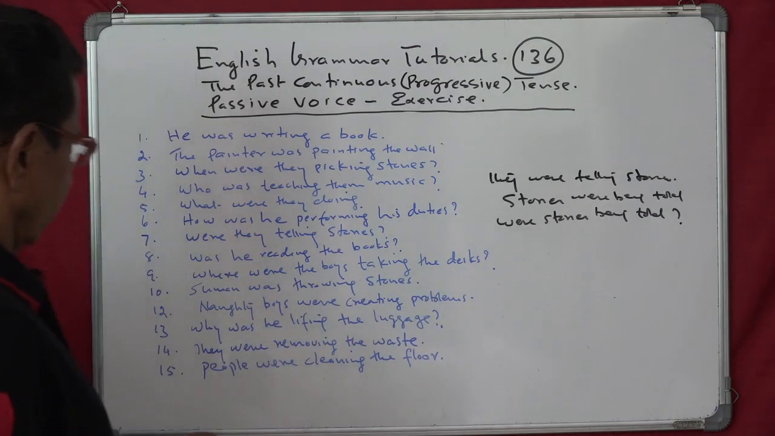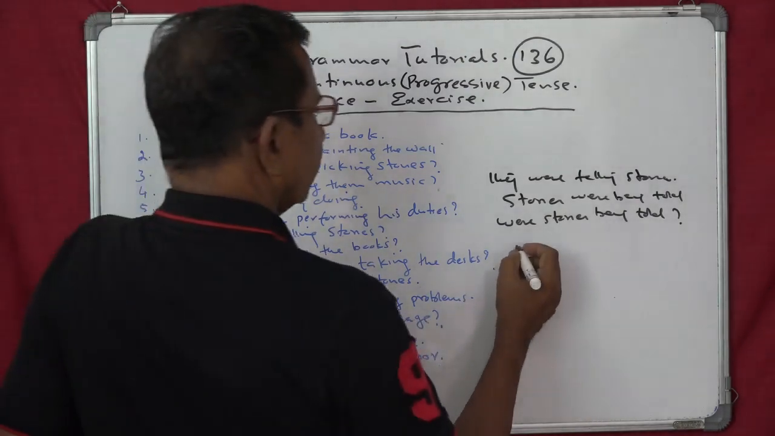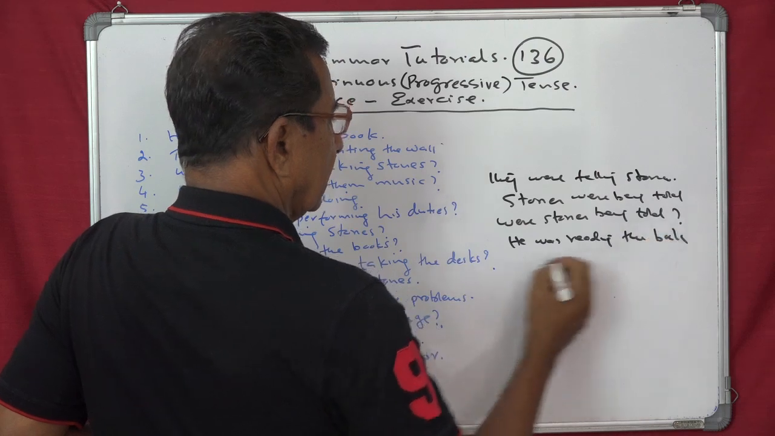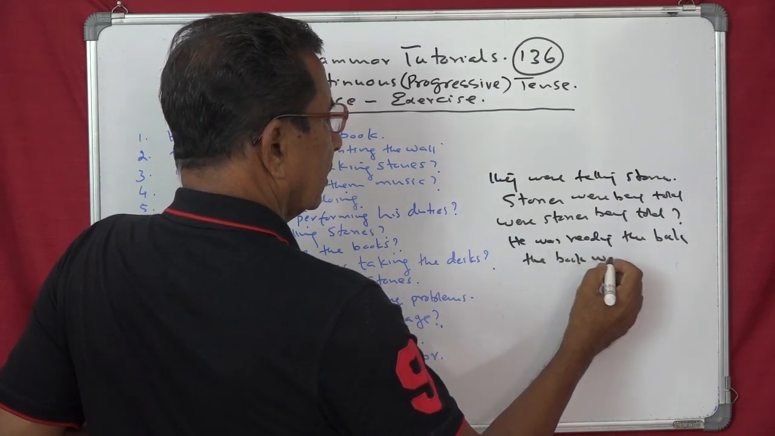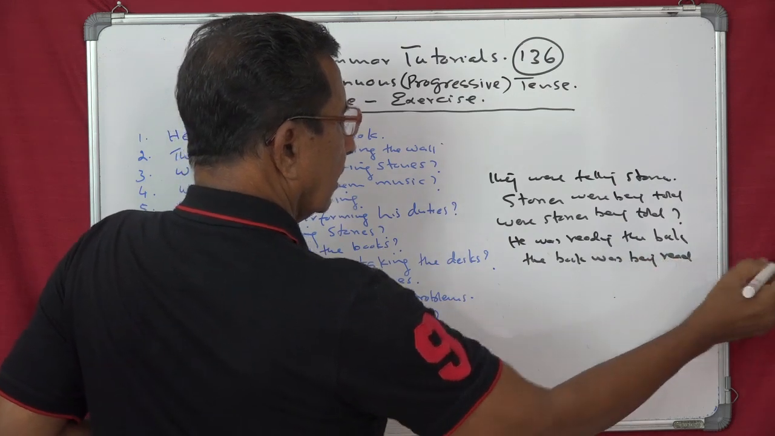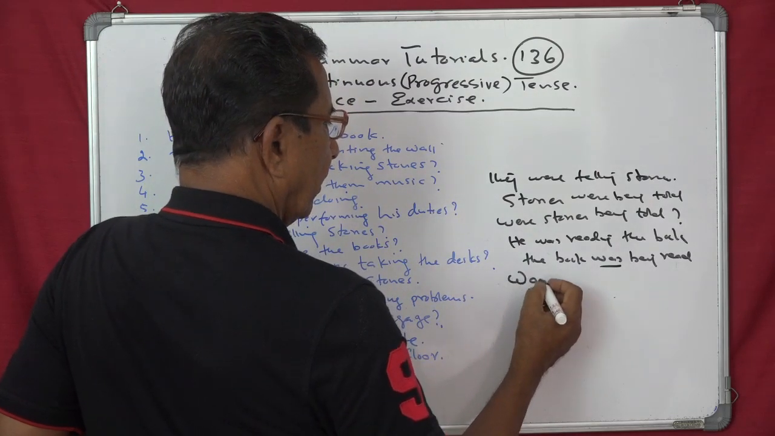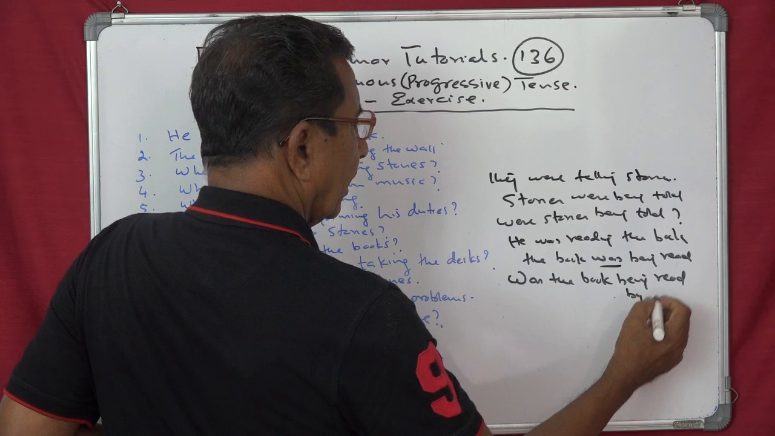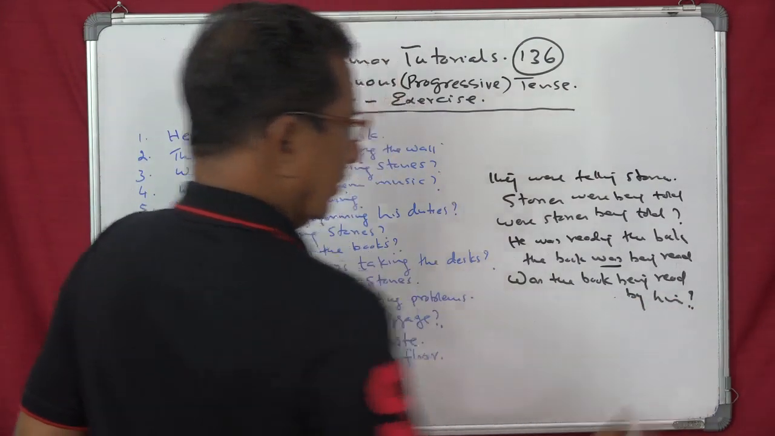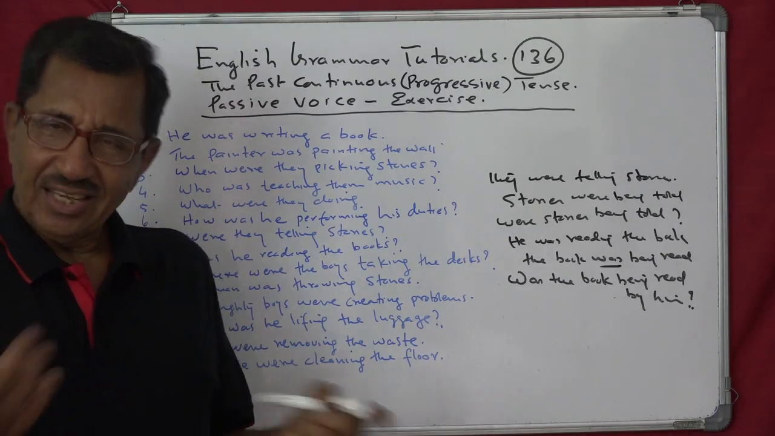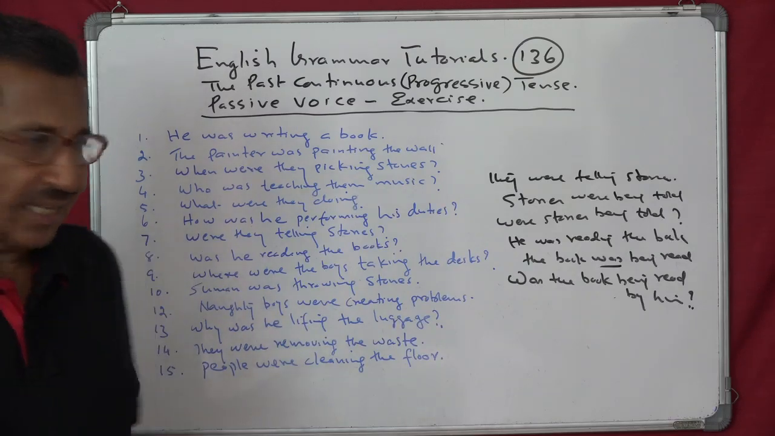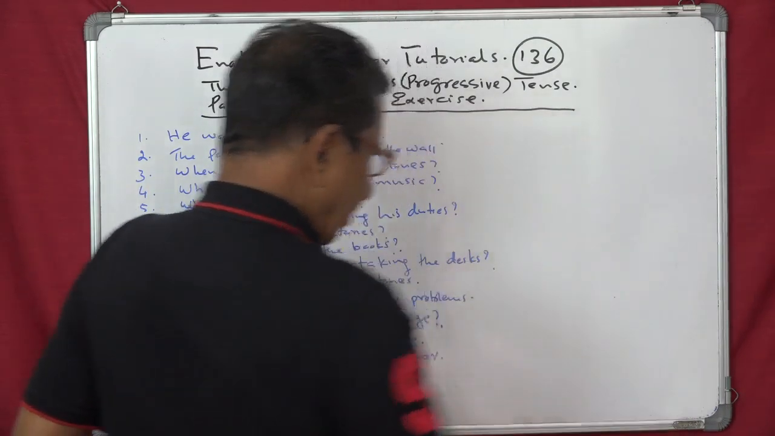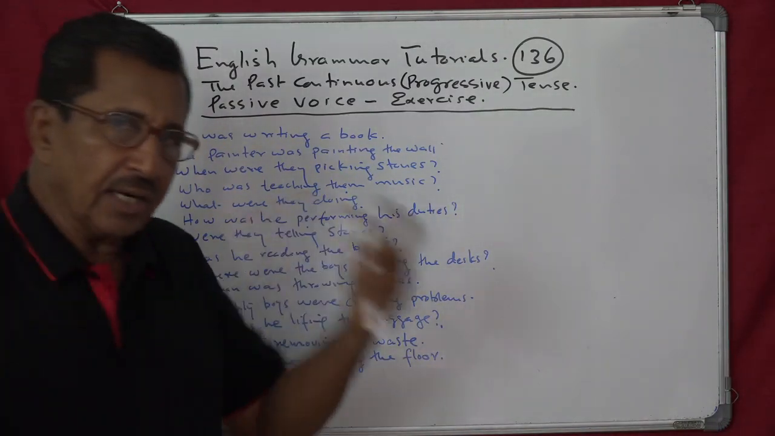Were stories being told. And next one is, was he reading the book? So he was reading the book. Now it's easy. The book was being read. Then, was the book being read by him? Was the book being read by him? So that is the answer. Yes or no question. Any sentence you can change to a statement, then things will become very easy for you. After some days, when you become a master of this, straight away you can look at the sentence and immediately see the passive.